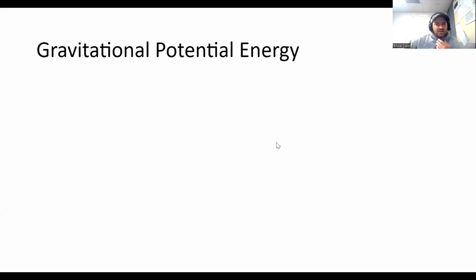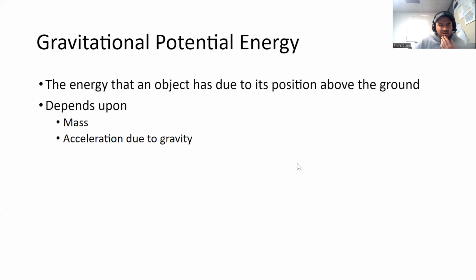Hey, real quick today, just talking a little bit about gravitational potential energy. We've talked about or around the topic, I guess, but we're actually going to put some formulas to it. You actually do some math behind it here. So it's the energy that an object has due to its position above the ground.